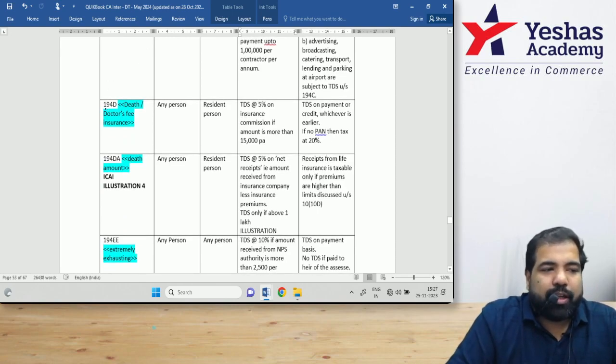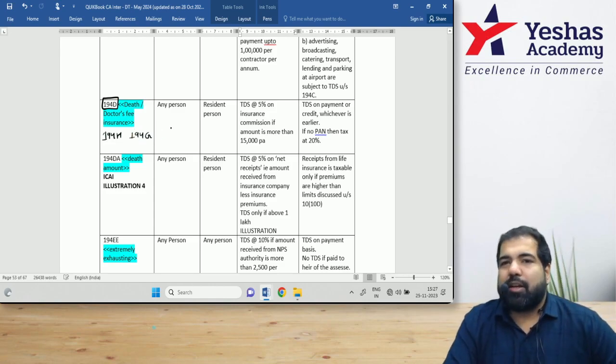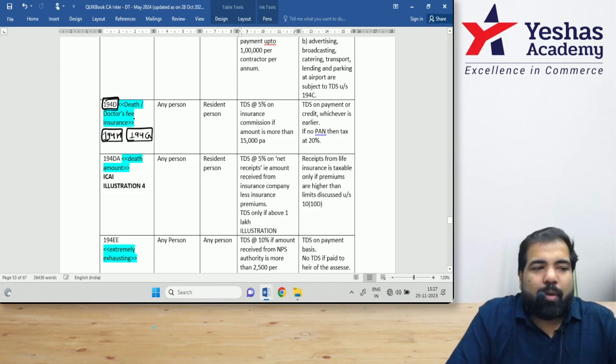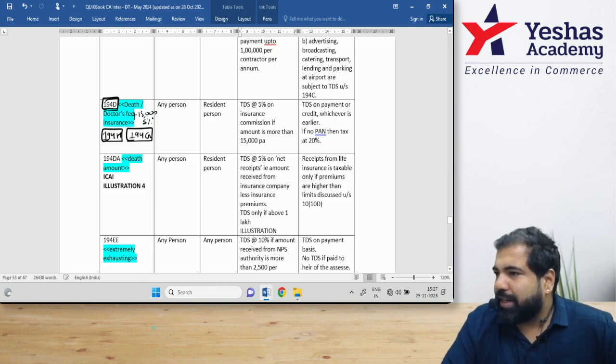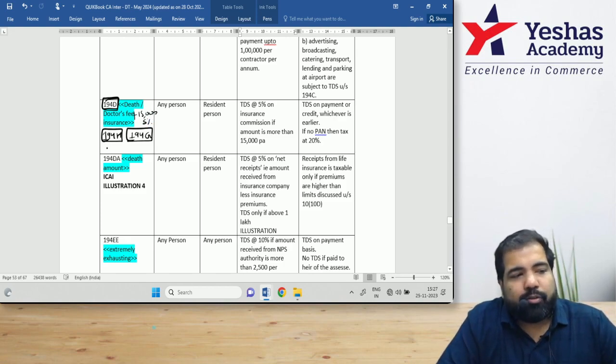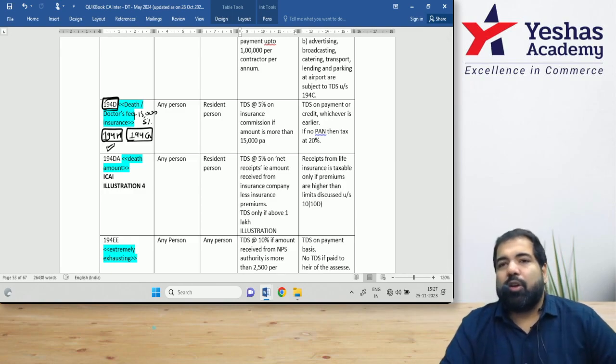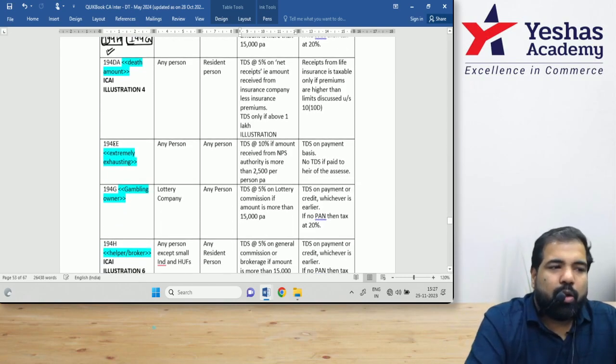What is 194D? Guys, very similar to 194H, very similar to 194G. All these are commission. General commission, insurance commission, lottery commission. In all these commission, if the amount is more than 15,000, TDS at the rate of, is it common, guys? Same Xerox copy. Only thing, 194H does not apply to small individual, small agent. Remember those three students who had come and bought a house and paid a broker? They will not be subject to any TDS here.